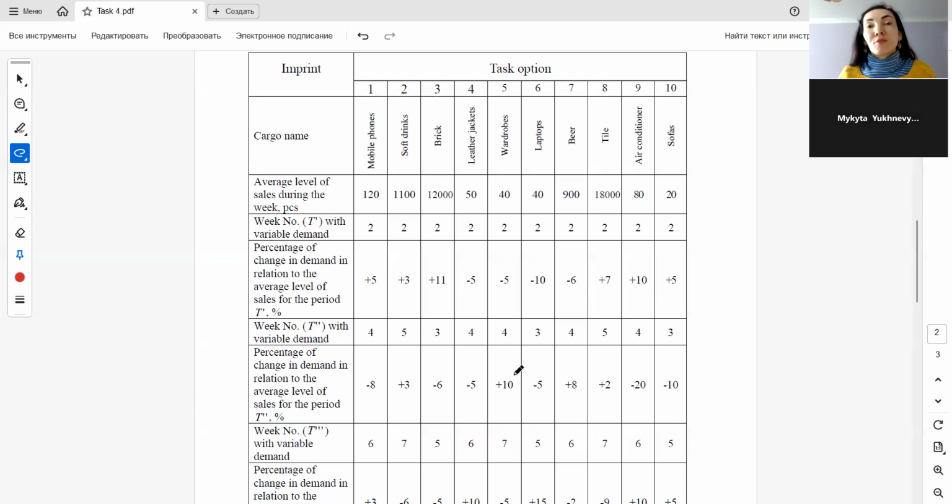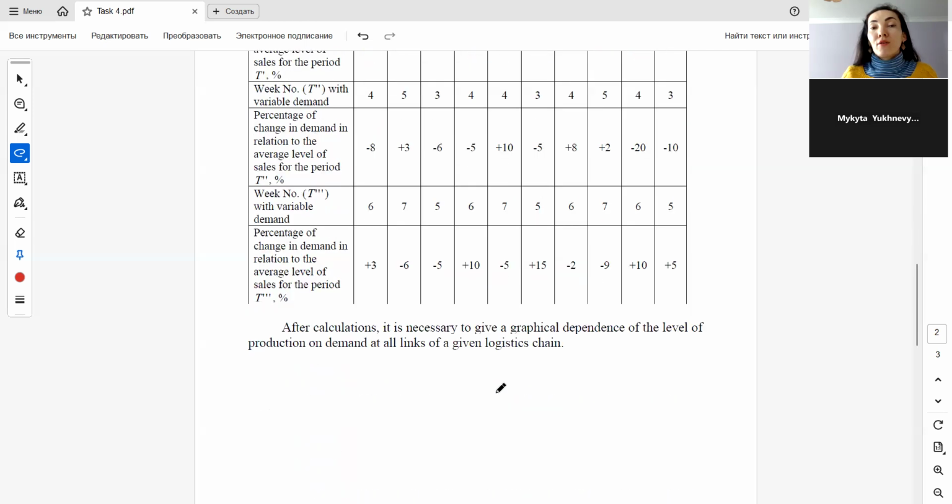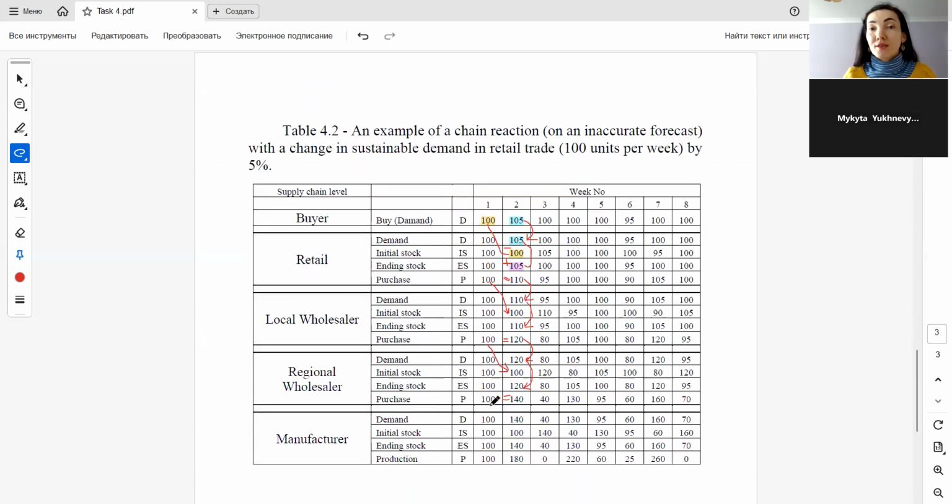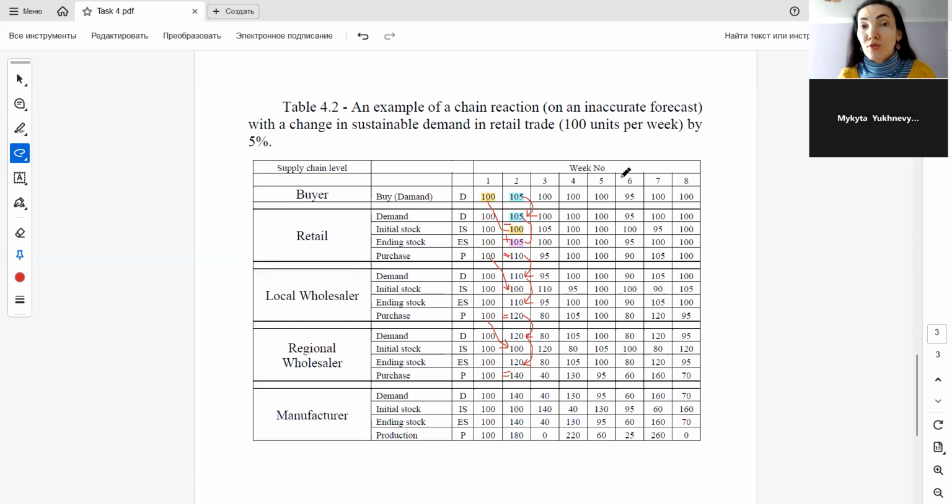Okay, we find this information and come back to our example. In our example, the next change will be in the 6th week. So the first change was in the second week. Here I write 1 for the first change, and the next change will be in the 6th week.